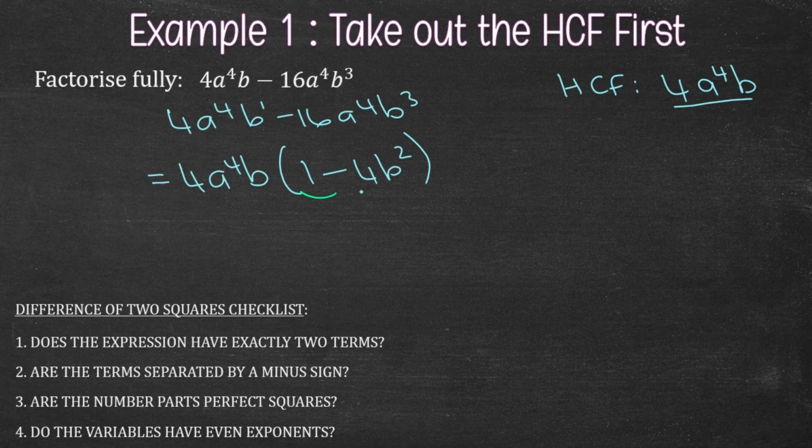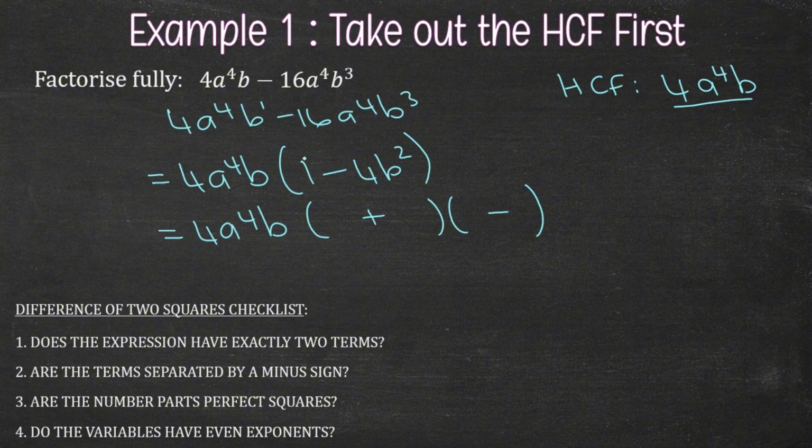Now look at the expression inside the bracket. It has two terms, and they are separated by a minus sign. The number parts, the 1 and the 4 are perfect squares, and the exponent of b is even. Therefore, the expression inside the bracket is a difference of two squares. Let me show you how we're going to do this. We keep the HCF outside and we open two brackets. The one bracket must get a plus sign and the other bracket a minus sign.